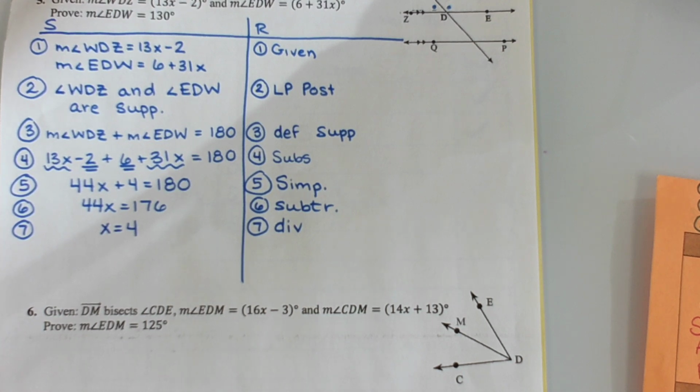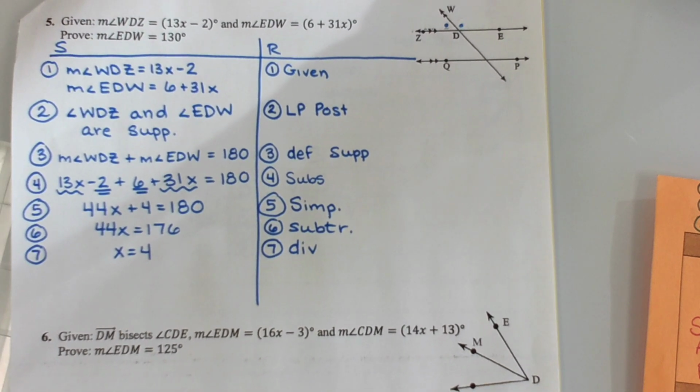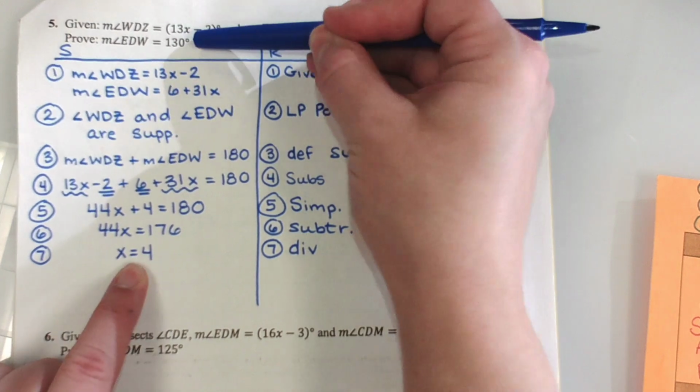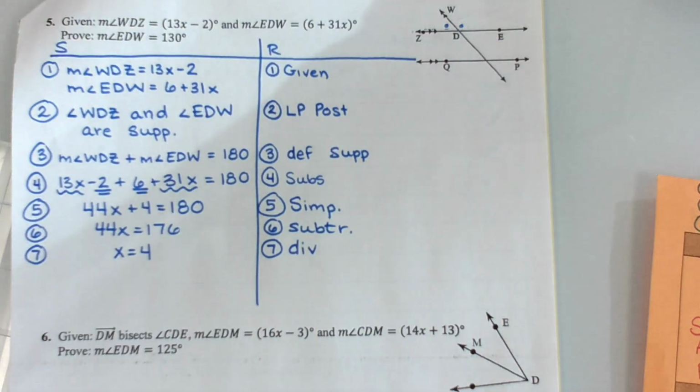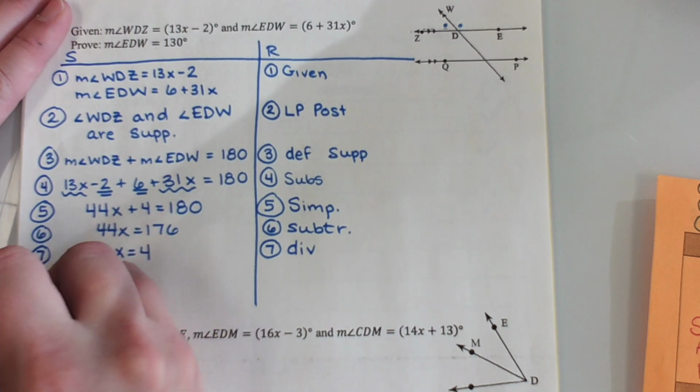Ava, am I done? No. How do you know I'm not done? Because what you got doesn't match up with the proof. It's asking for the measure of angle EDW, not for x. Did I need to find x? Yeah. I needed to find x to do that.